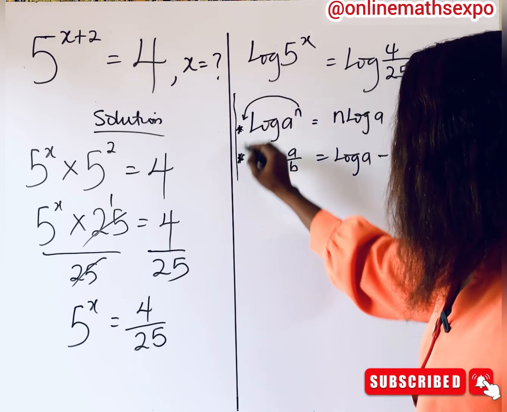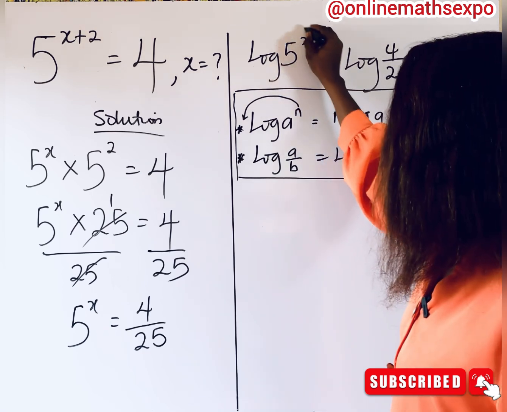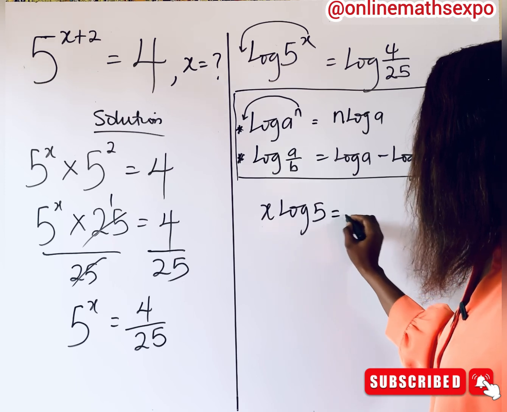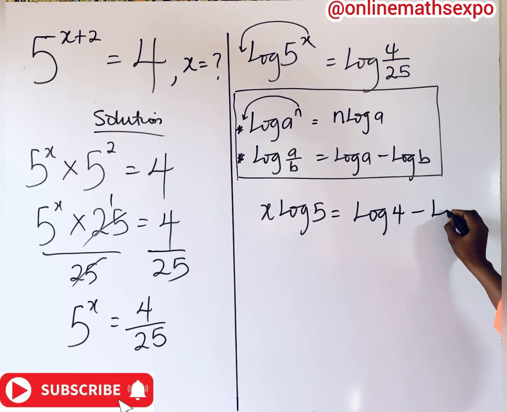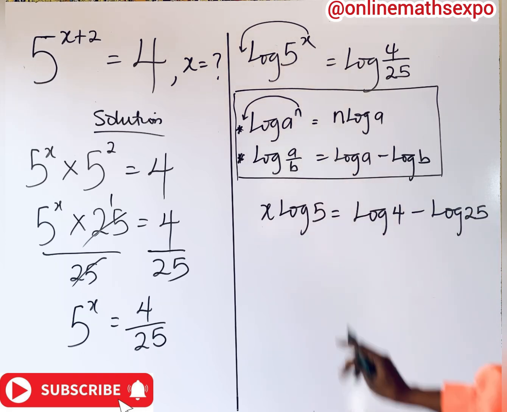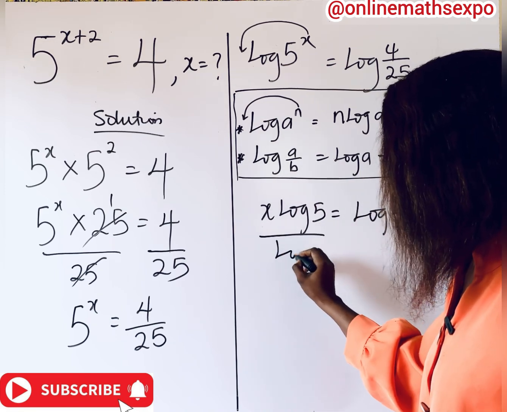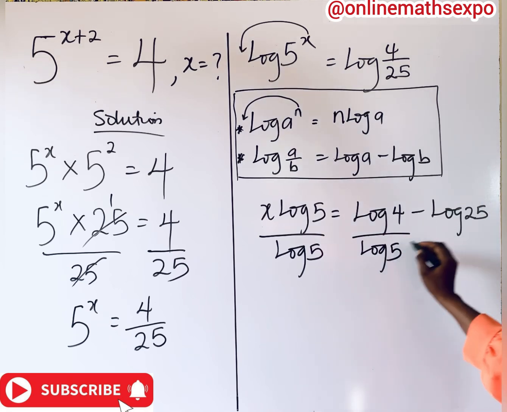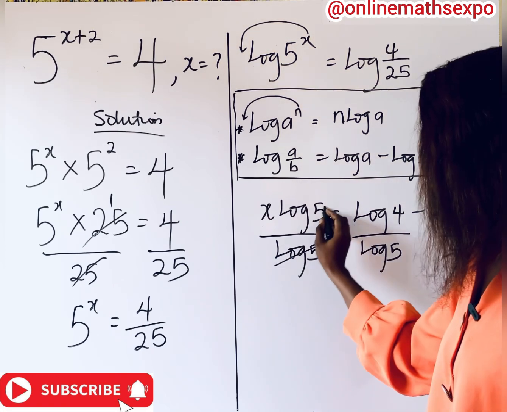So in that case, what do we do? Let's apply it. So if you're applying it, we are going to have, for this, x will multiply. So we now have x log 5 is equal to, for this, we are going to have log of 4 minus log of 25. So what do you do again? Remember, our target is to find x. So to do that, you remove this by dividing. So you divide by log 5, divide this by log 5, and also divide this by log 5. So in that case, this will cancel this.